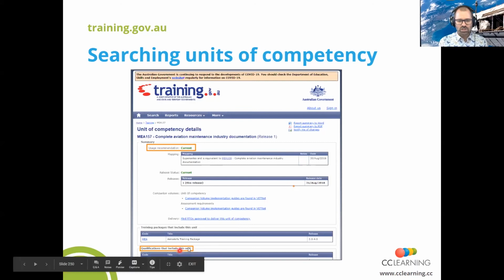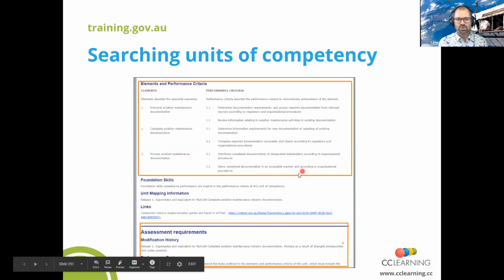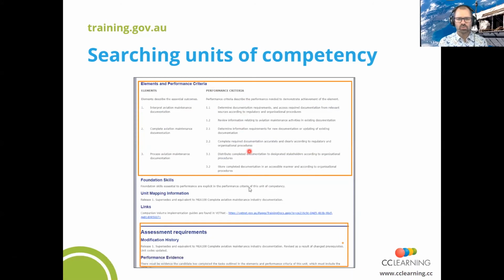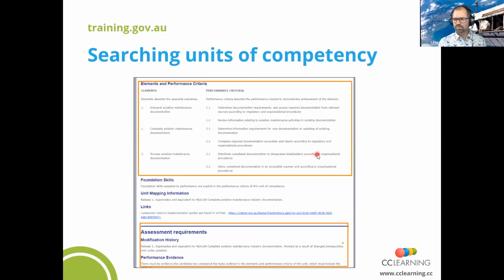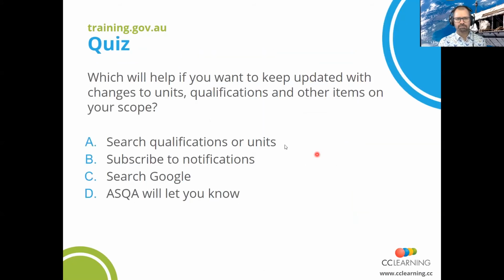So qualifications that include this unit are listed, and also elements of performance criteria. So this is the performance criteria that you're expected to measure students against to make sure that they have met the requirements for this particular unit. And there's a bit of information there about assessment requirements, etc., to keep track of. So again, a really useful place to go to for this information.